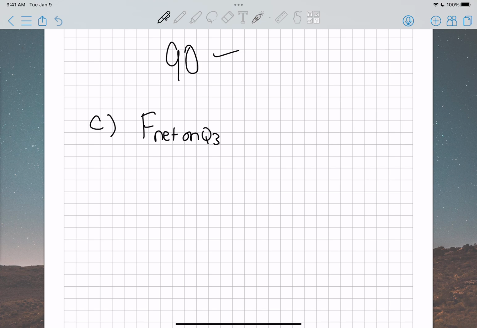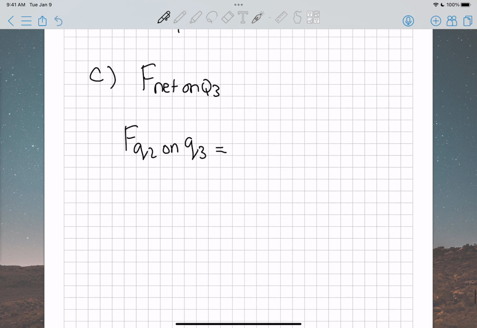Now we need to figure out what's the force of Q2 on Q3, right? So force Q2 on Q3. This is k Q1 Q2 over r squared, that's the electrostatic force equation that we're using. k is our 9 times 10 to the 9th. Q1, I guess it wouldn't be Q1, my bad. It would be Q2 and Q3, right?